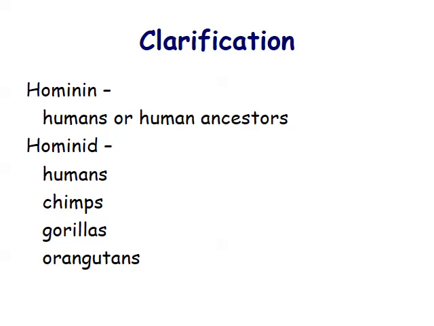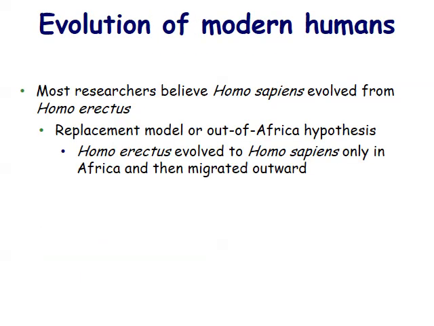Again, let's just go over one very important classification. Hominins refers to humans or human ancestors. Hominid is a larger classification that includes humans, chimps, gorillas, and orangutans. Most researchers believe that Homo sapiens evolved from the Homo erectus. This is part of the replacement model or out of Africa hypothesis. Homo erectus evolved to Homo sapiens only in Africa, and then our human ancestors migrated outward.